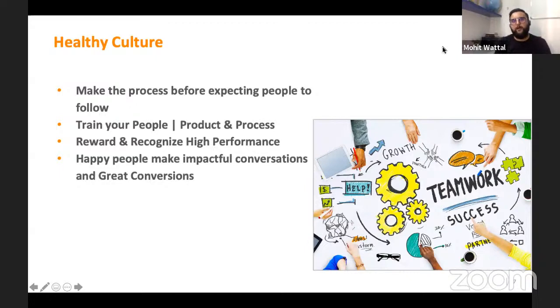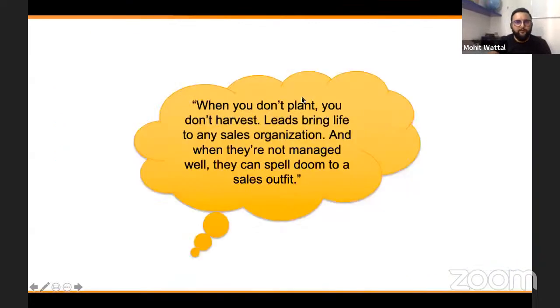Everybody's aware, but I think in sales pressures and targets and the environment and competition, we sort of forget this. But a happy team, a happy set of people, is very important for you to do great sales or to manage your leads properly, right? Moving on, I think what I've learned over a period of time is, when you don't plant, you don't harvest, right? So leads bring life to any sales organization. You handle them properly, you do really well. You do not handle them properly, there is no business. That's how critical it is.